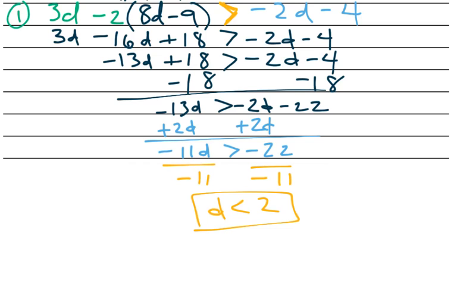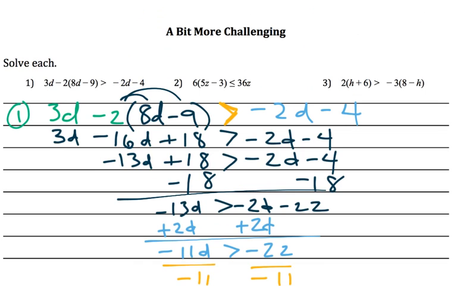Now checking this is not an ugly fraction, so this might work out okay to where we can do this in our head. Let's try out 2. 3 times 2 is 6. 8 times 2 is 16, minus 9 is 7, times 2 is 14, so that's 6 minus 14 is negative 8. And then when I plug in 2 on the other side, it's going to be negative 8 as well. So that actually did work out nicely.